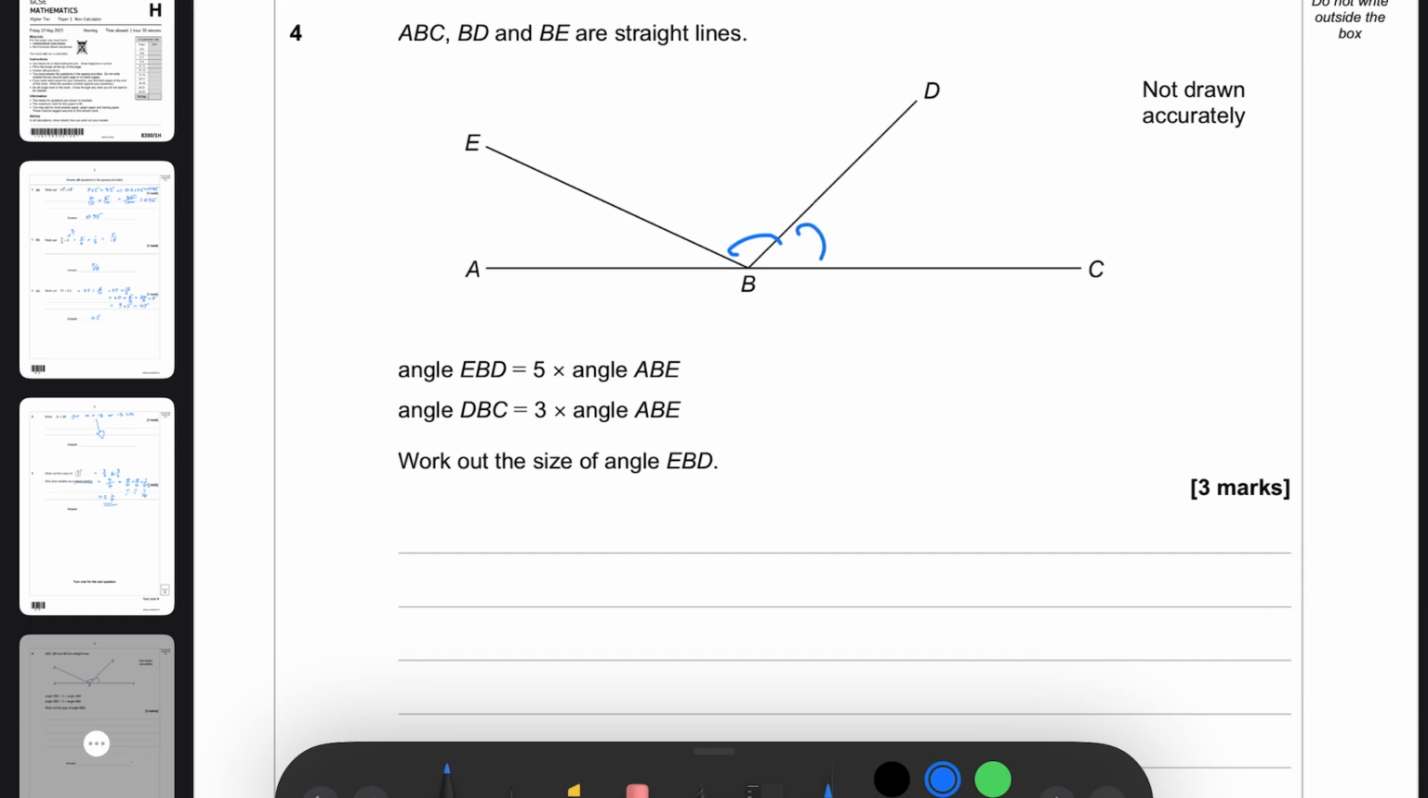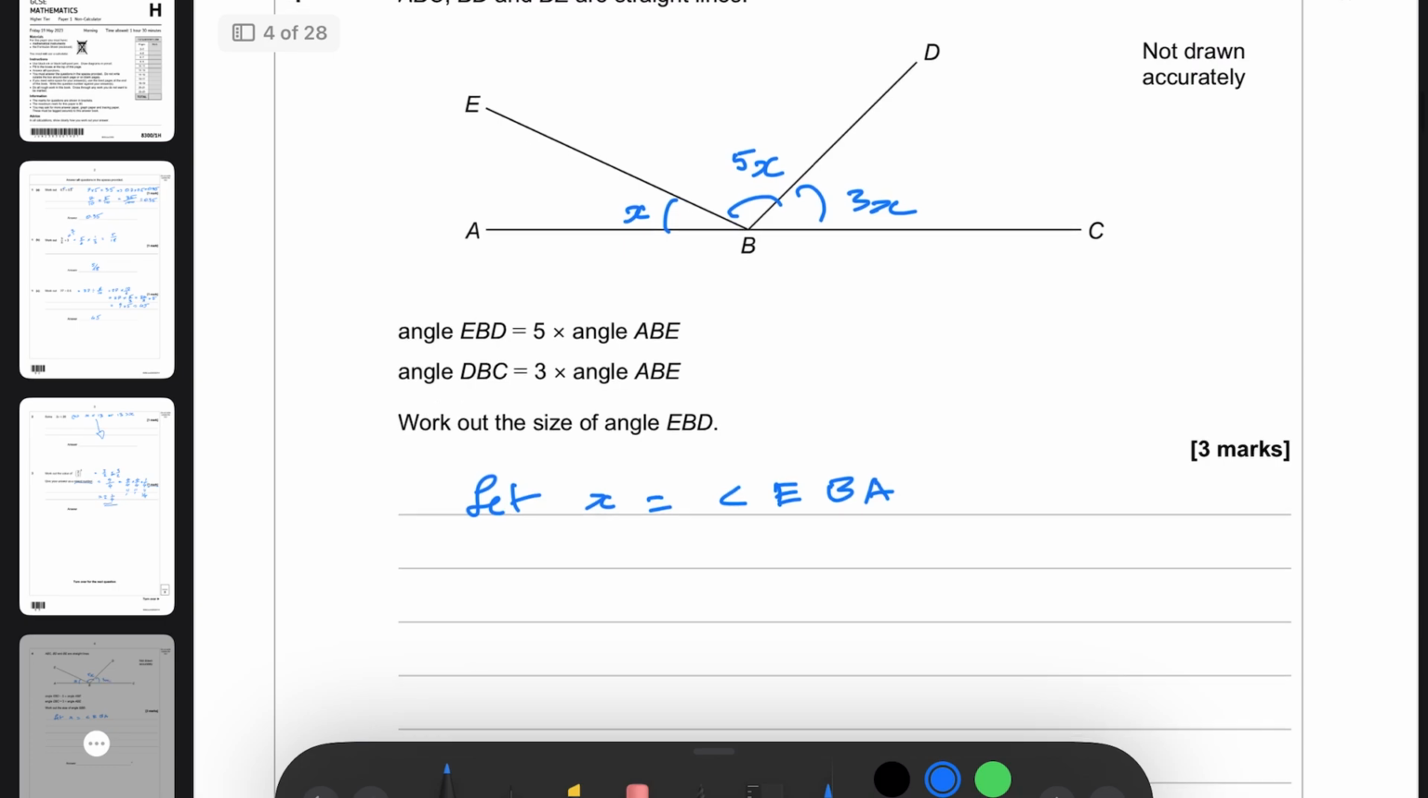So what we do in this case is pretty simple. We let x equal the angle of EBA, right? So this angle is going to be called x, and then we know that this one is now 5x and this one is 3x, and you want the size of angle EBD, right? So EBD, so you want this one.